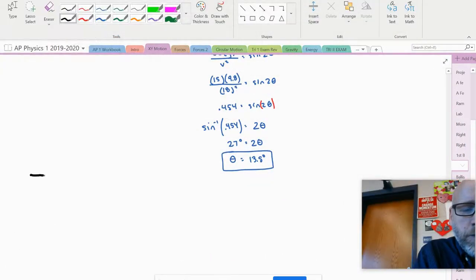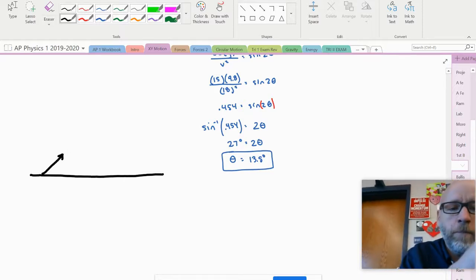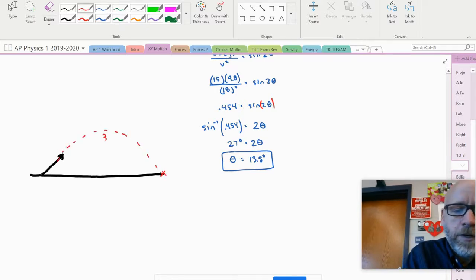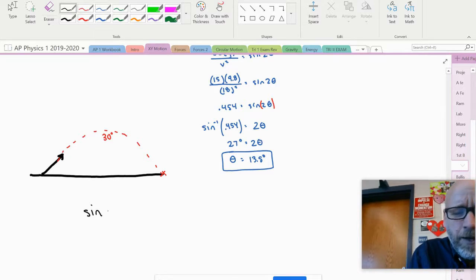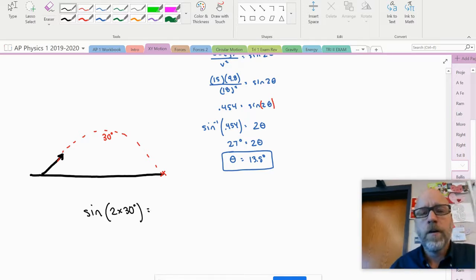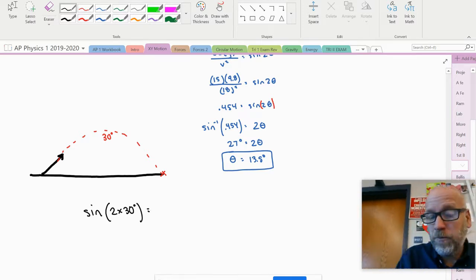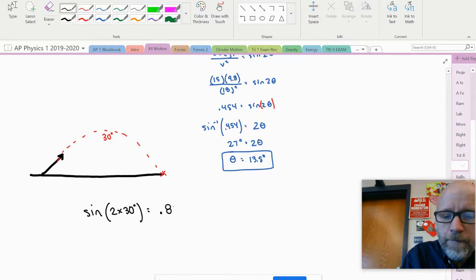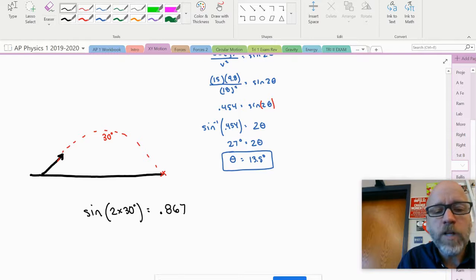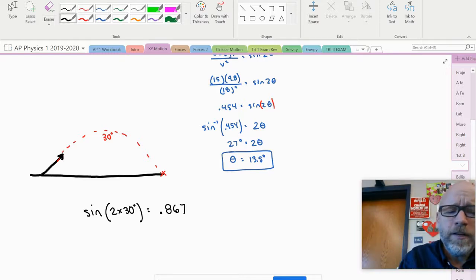Say we were to fire off the projectile at 30 degrees. It's going to go. That would be at my angle of 30. Now, just humor me. What is the sine of 2 times 30 degrees? So it would be the sine of a 60-degree angle, which is root 3 over 2. But for my calculations today, I'm just going to let it be 0.867.